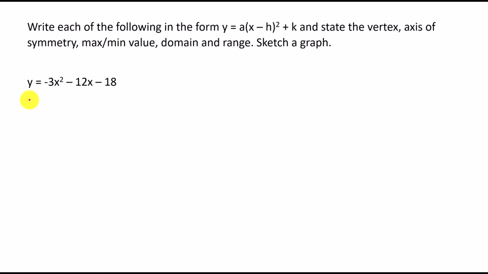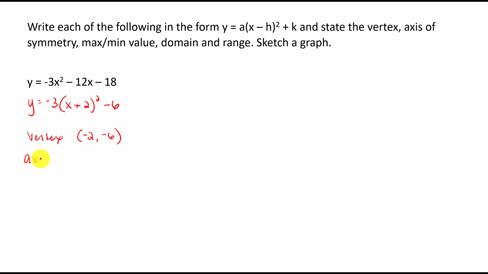Okay, so on this one, you should have written it in completed square form, and when you do that, you should get -3 times the quantity x plus 2 squared minus 6. So that's completed square form. And from that, you can identify all of this information. So you can have the vertex. Remember that this is a +2, so I'm going to have -2, -6.